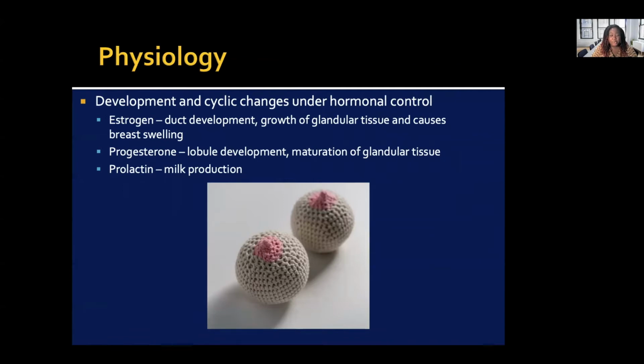Now, when we talk about physiology of the breast, it's important to know that estrogen, progesterone, and prolactin are the three important hormones. Estrogen allows for duct development, growth of glandular tissue, and causes breast swelling. Progesterone leads to lobule development as well as maturation of glandular tissue, and prolactin helps with milk production.